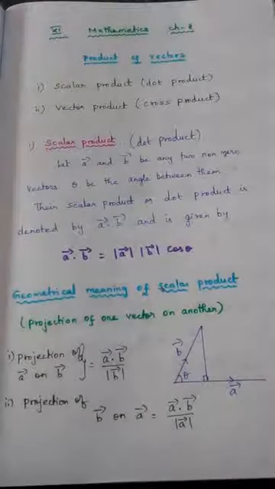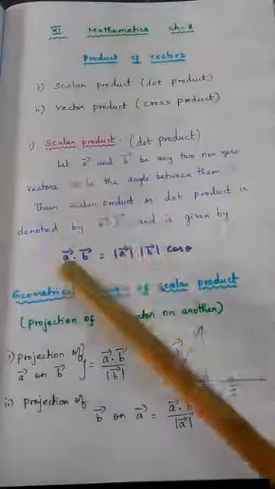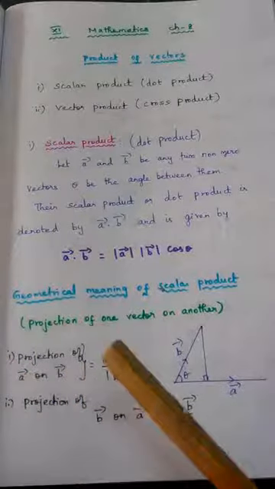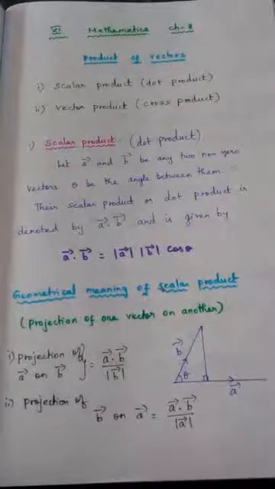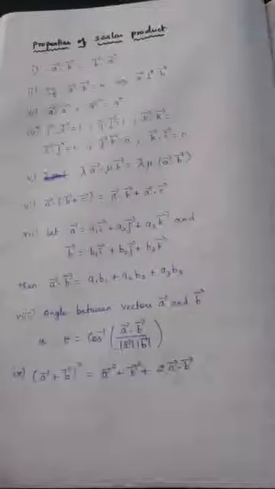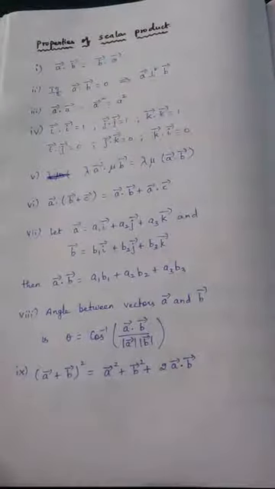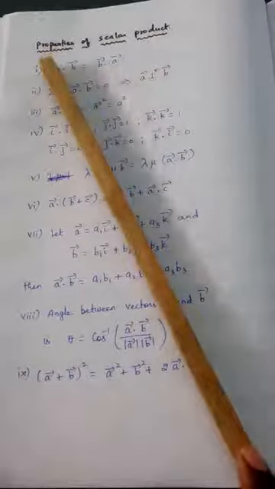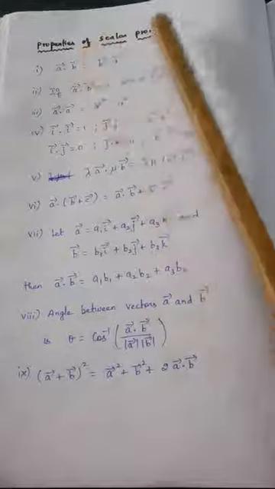So far we have learned three formulas. One is the scalar product formula. For projection, we have two formulas: projection of A vector on B vector, and the other one is projection of B vector on A vector. These are the three formulas we studied so far. Now let us discuss some properties of scalar product. We have many properties, so we will see them one by one under the heading properties of scalar product.